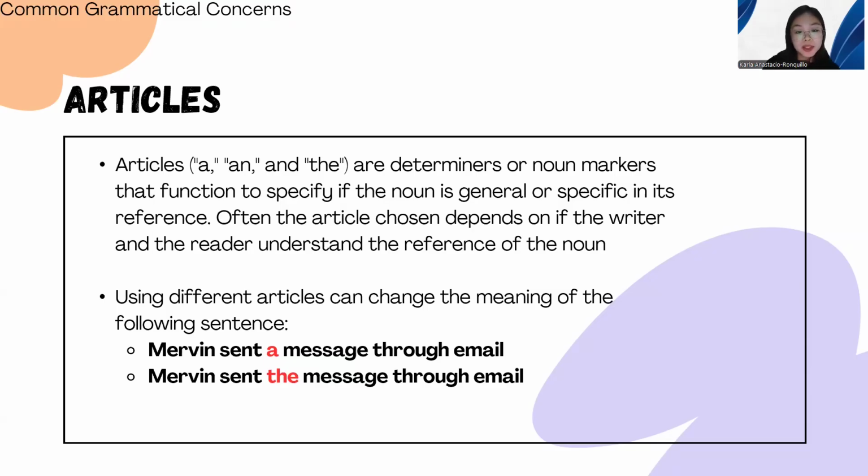Mervyn sent a message through email versus Mervyn sent the message through email. Mervyn sent a message is a general message.